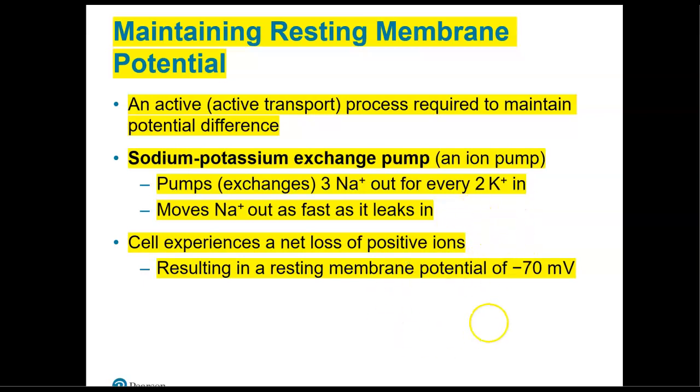And that's going to help keep that resting membrane potential negative, because remember that it's negative on the inside of the plasma membrane, and the outside is going to be more positive because more positive ions are being pumped out.